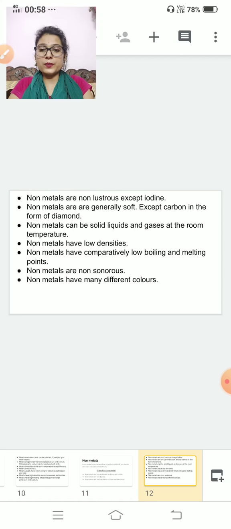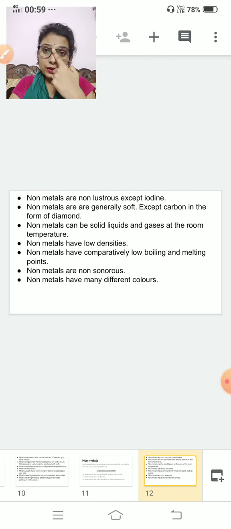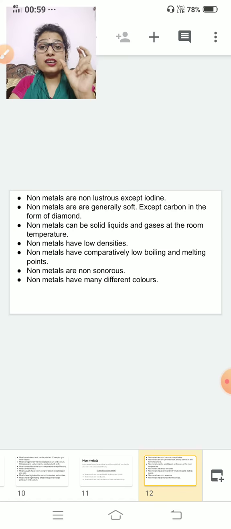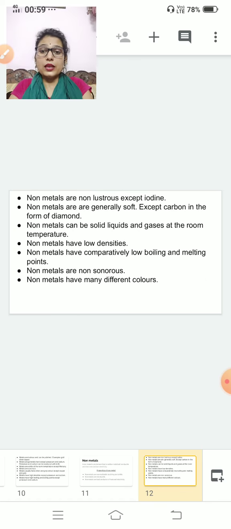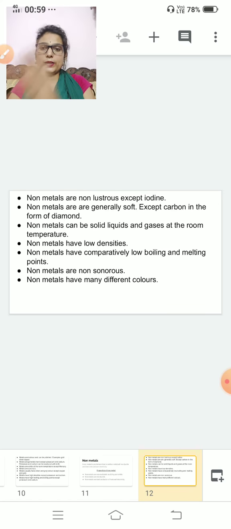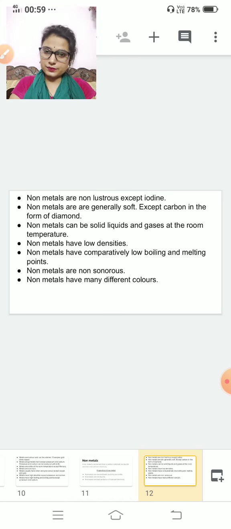Some exceptions are there. Non-metals are generally soft except carbon in the form of diamond. In the form of diamond, it is the hardest element. Now, non-metals can be solid, liquid and gases at room temperature. Clear? It is not compulsory. So metals are present in solid form, but non-metals can be solid, liquid and gases.